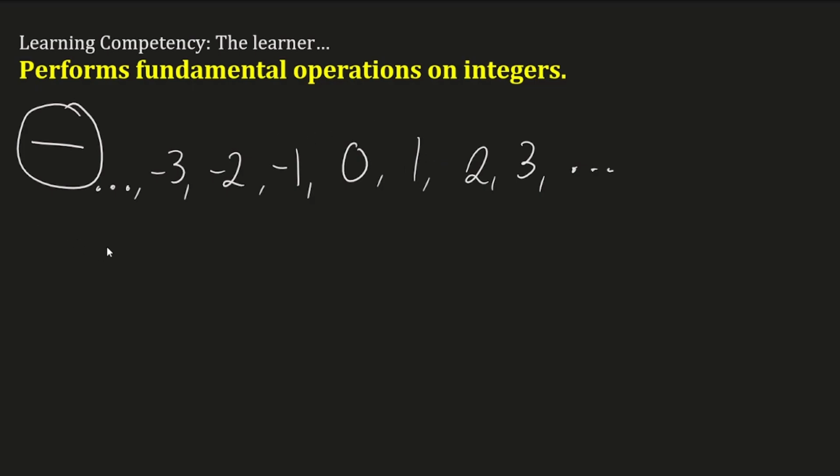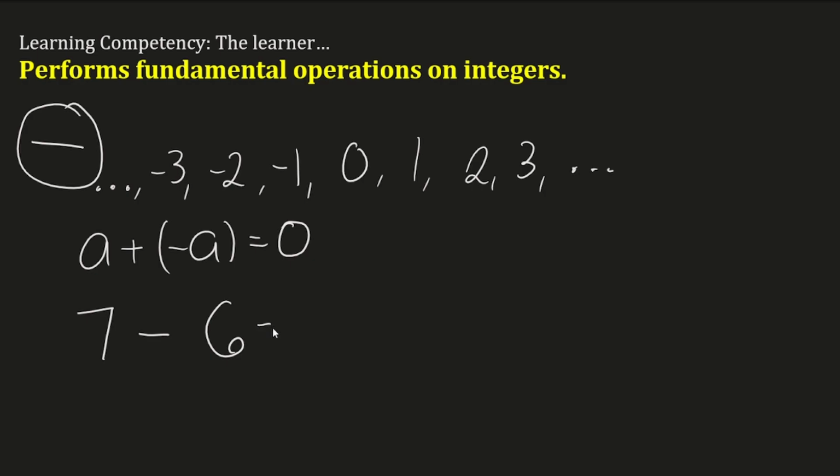Do take note of the additive inverse, where you have an integer and you add it with its additive inverse. It's going to give us 0. This will help us with our subtraction. For example, let's have a positive integer subtracting another positive integer. You can simply say this is just 7 minus 6 and it will give you 1. No one will argue with that.